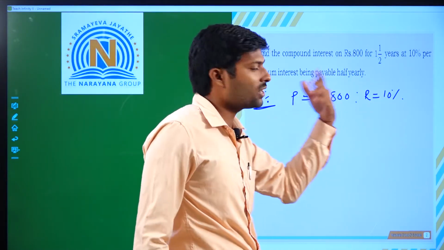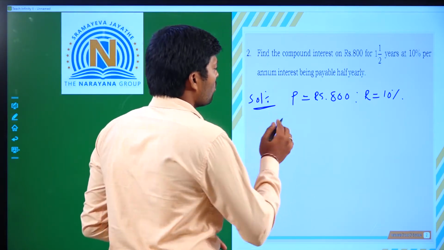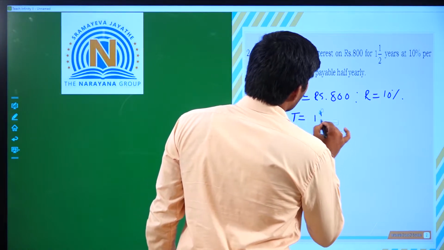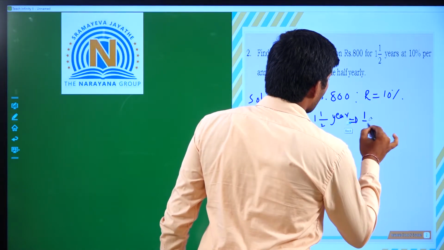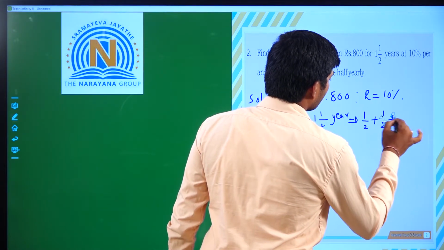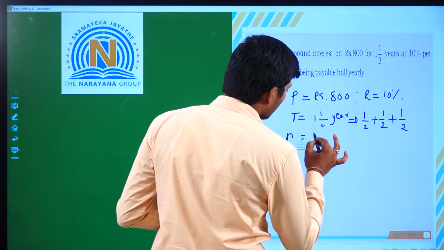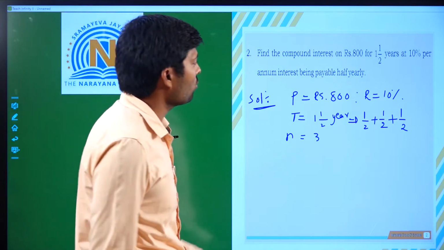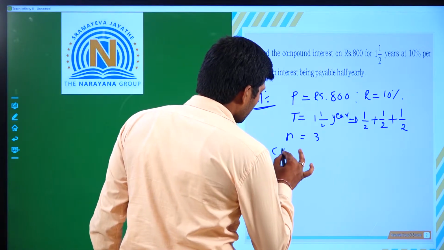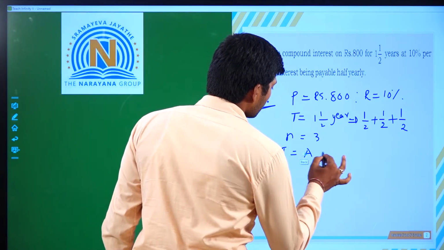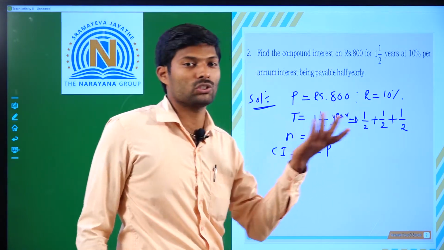But it is half yearly. For a total of 1.5 years, how many half years are there? There are 3 half years, that is half plus half plus half. So I can take n is equal to 3. Now we need to find the compound interest. CI is equal to A minus the principal amount. We know the principal amount is 800.